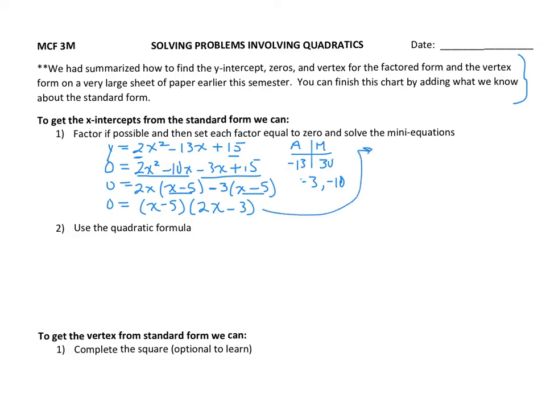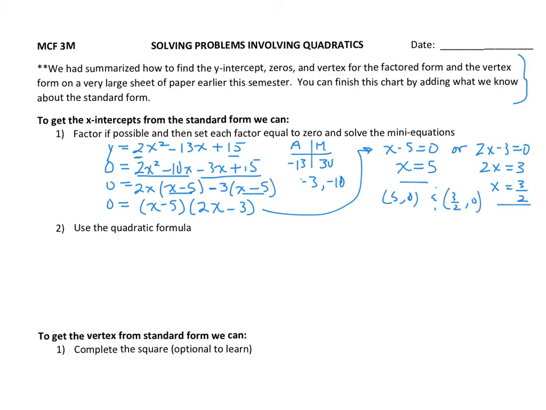What we do is we set each one of those factors equal to 0. One of the factors was x minus 5, we set it equal to 0. Our other factor was 2x minus 3. We set it equal to 0. And then we solve these little mini equations. I'm going to add 5 to both sides here and get x equals 5. I'm going to add 3 to both sides. We get 2x equals 3, and then divide both sides by 2. X equals 3 halves, or 1.5. So that's how we can get our x-intercepts here. The x-intercepts then would be (5, 0) and (3 halves, 0).